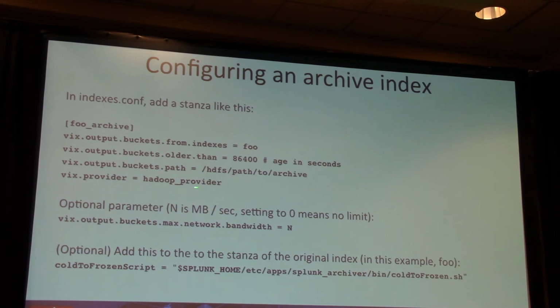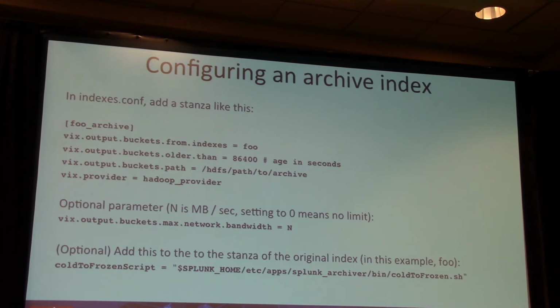You then have to specify where on the Hadoop file system you want that archive to go, and you have to specify a provider. For those of you who aren't used to configuring Hunk, a provider is an abstraction that provides all the connectivity information. So that's going to say where the name node is, where the job tracker is, or if you're using Yarn, the resource manager, etc. It's going to specify Kerberos authentication credentials if you're using that, and so on.